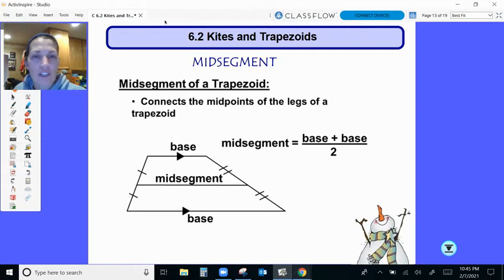Okay, so now we're going to take a look at the mid-segment of a trapezoid. Mid-segment is basically if I find the midpoint of each leg and connect it, that is a mid-segment. And the length of the mid-segment is basically the average of the two bases. So if I take my base plus my base and divide it by 2, that will give me the length of my mid-segment right here.